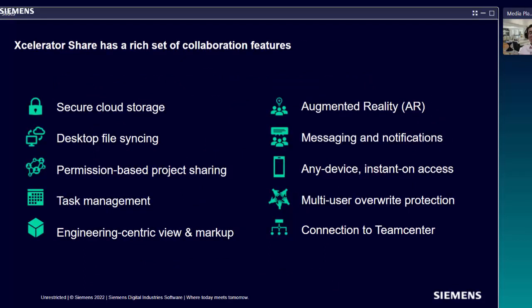To help solve these challenges, Xcelerator Share has a wealth of collaboration features. Number one, secure cloud storage. This is our number one priority, protecting our customer data and files. Desktop file syncing, working projects on your desktop and able to sync to the cloud storage immediately. Permission-based project sharing, protecting your data and also protecting your security and your files as well. Task management, better collaboration, and you can allocate different tasks to the different members in your project team.